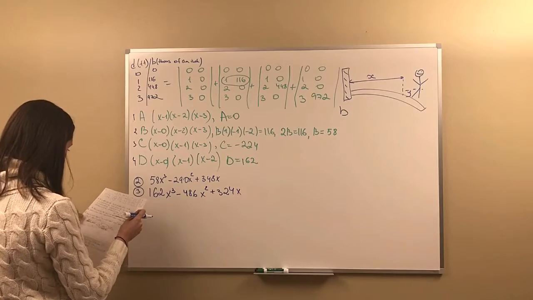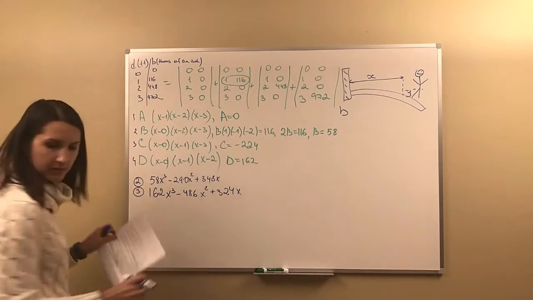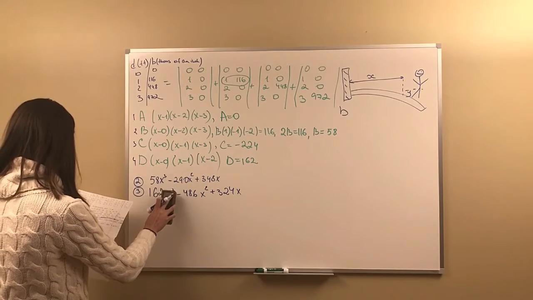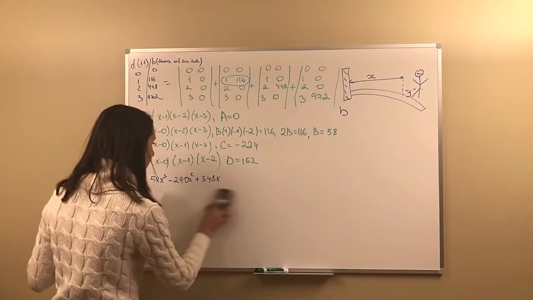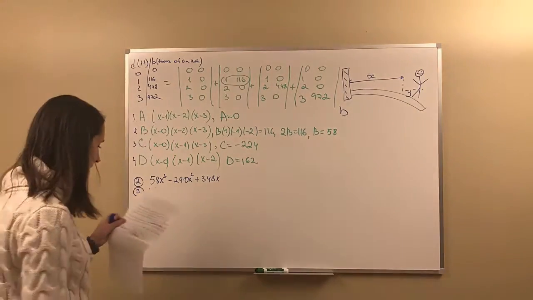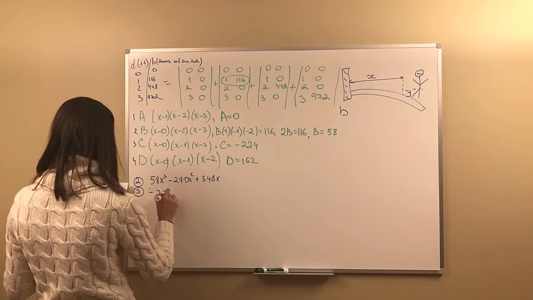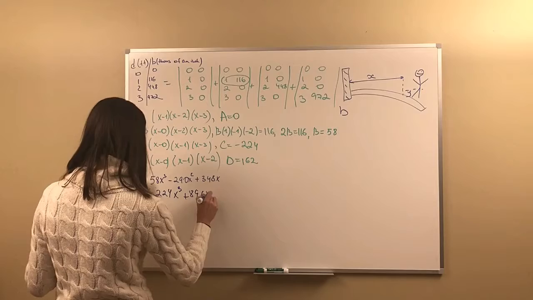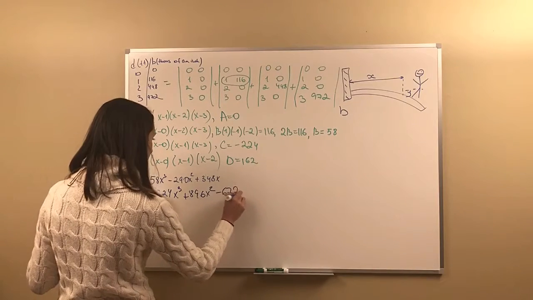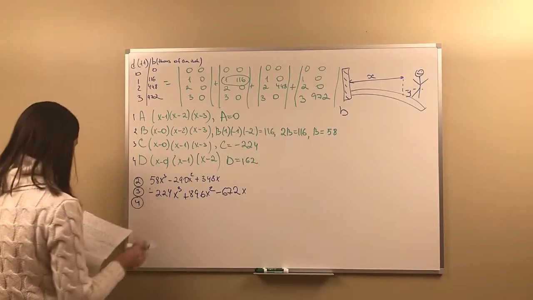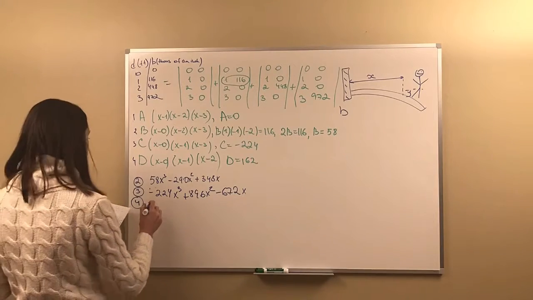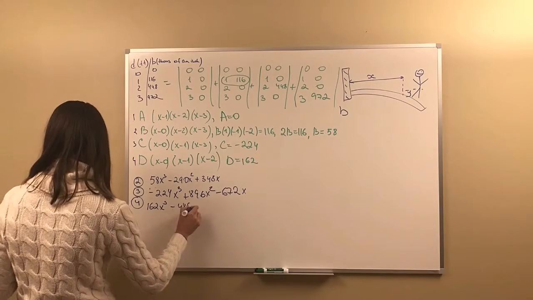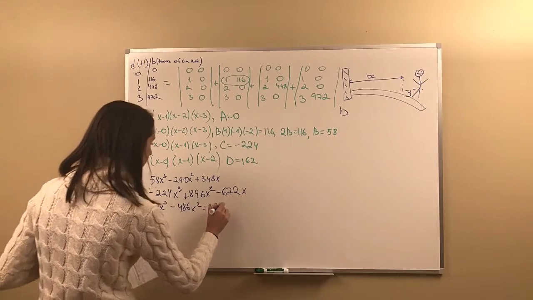Oh, I'm sorry. Alright, so that was the second one. Okay, so the third one, I already jumped into the last one. That would be negative 224x cubed plus 896x squared minus 672x. And the fourth will be 162x cubed minus 486x squared plus 324x.